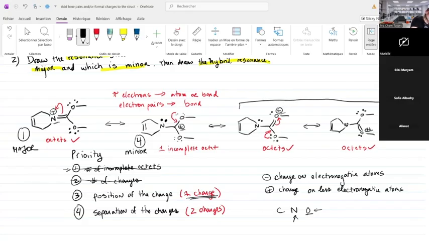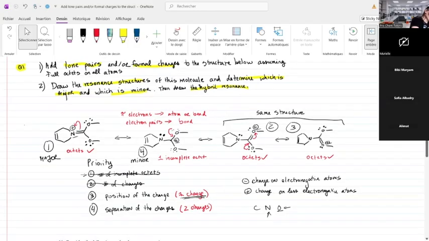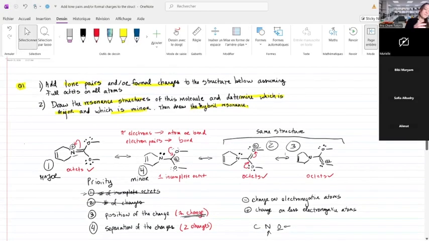And finally, these 3 are actually the same structure because it is symmetrical. So this one gets number 2 and 3 because the positive charge here is on the oxygen. All right, so this is how you answer this question step by step.